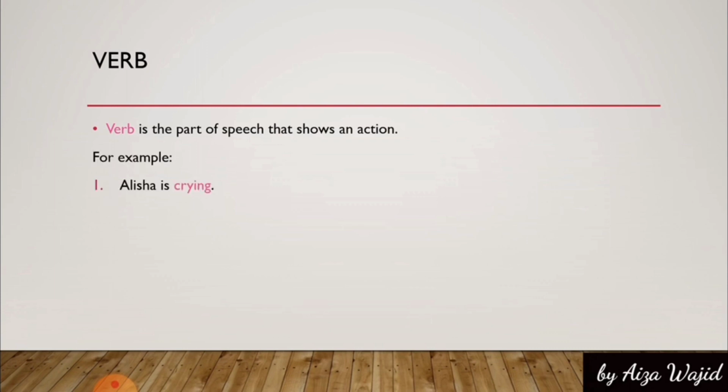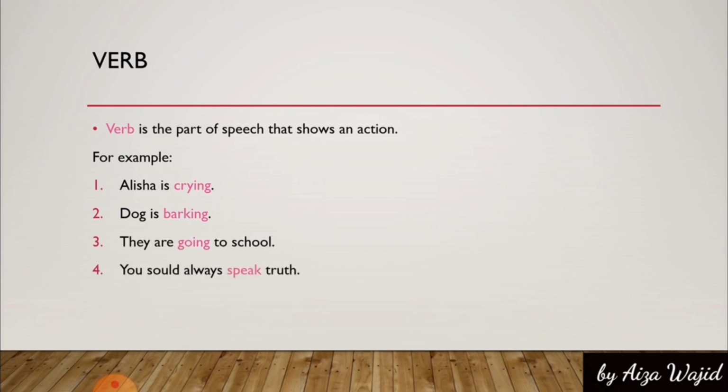Alicia is crying. Crying is a verb. Dog is barking. Barking is a verb. They are going to school. Going is a verb. You should always speak truth. So speak is a verb. What is verb? It is a part of speech that shows an action.